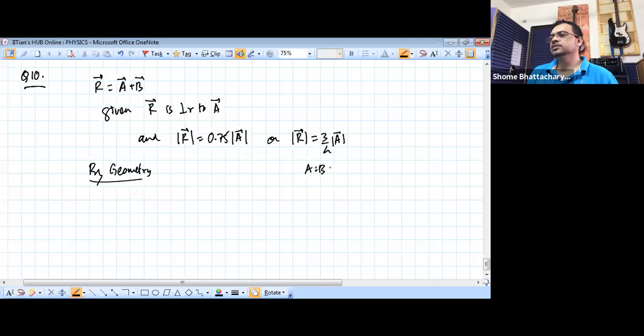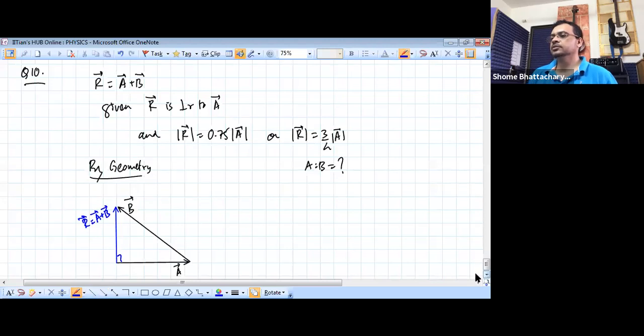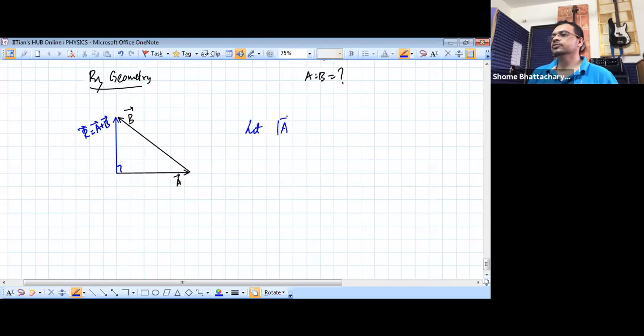Now we have to find the ratio of A to B. Geometrically you will see that A and B have to be like this so that the resultant becomes perpendicular. Two pieces of information are given about the resultant: one is that it is perpendicular, and the other is that its magnitude is 3 by 4 times, or 0.75 times, A's magnitude. So suppose you take the magnitude of A as small a, then the magnitude of the resultant is 3a by 4. Now the magnitude of B we have to find out. Just use Pythagoras.